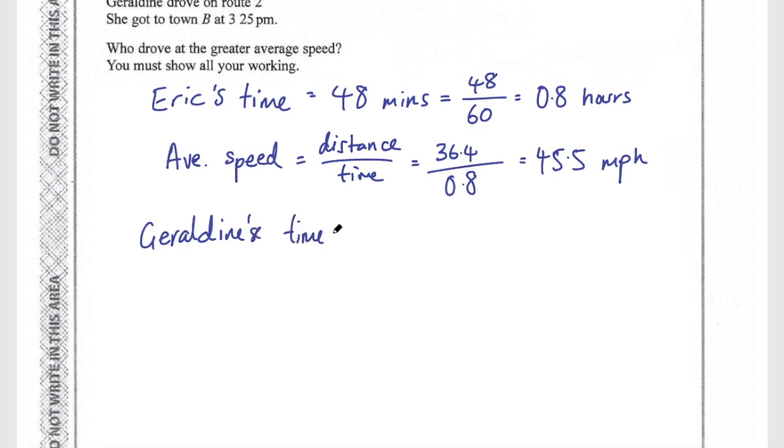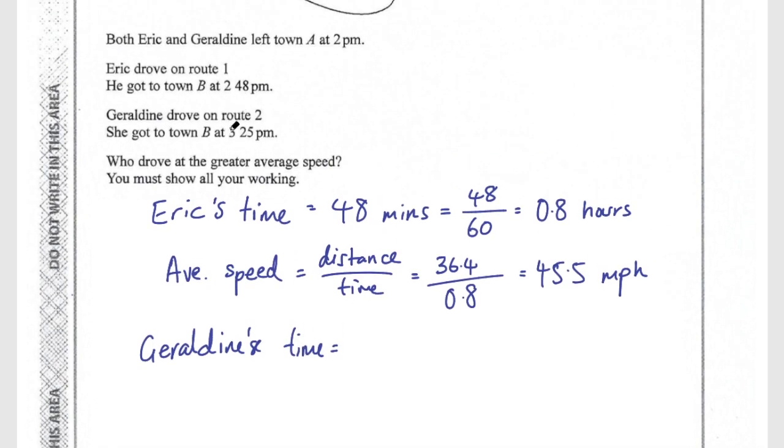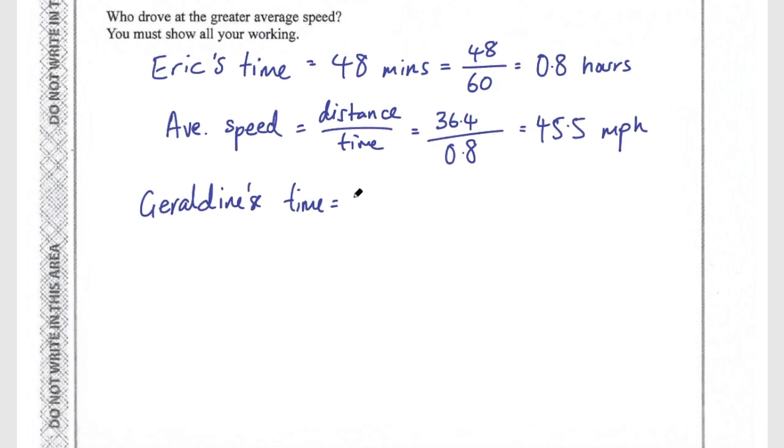So her time, well, she left at 2 p.m. and she arrived at 3:25 p.m. So her time must be 1 hour and 25 minutes. And again, we want to convert that into just hours. So we could say that's 85 minutes in total.